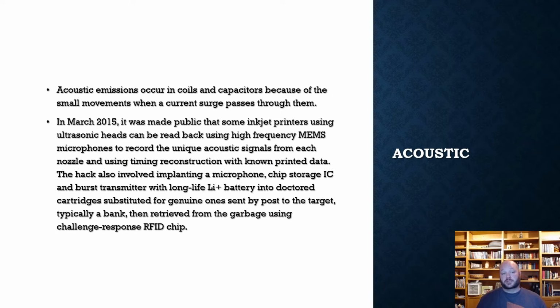So acoustic emissions occur in coils and capacitors because of small movements when a current surge passes through them. They actually expand a little bit and give off acoustic noise when current goes through.